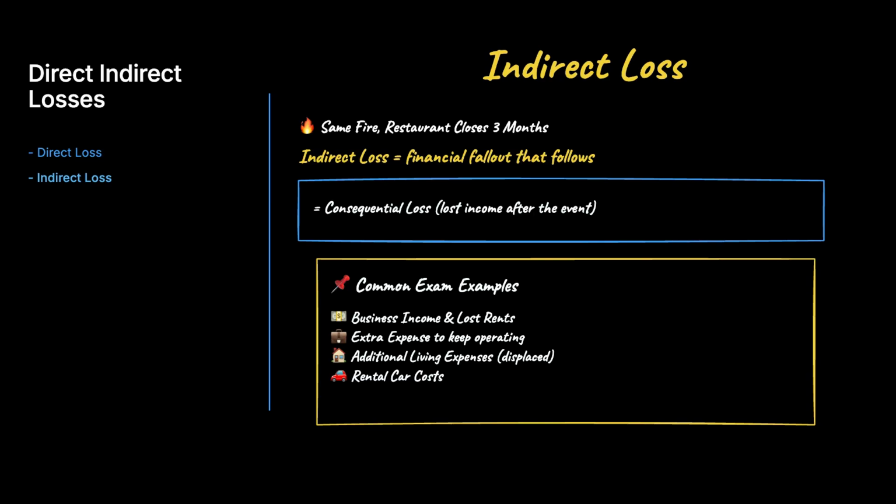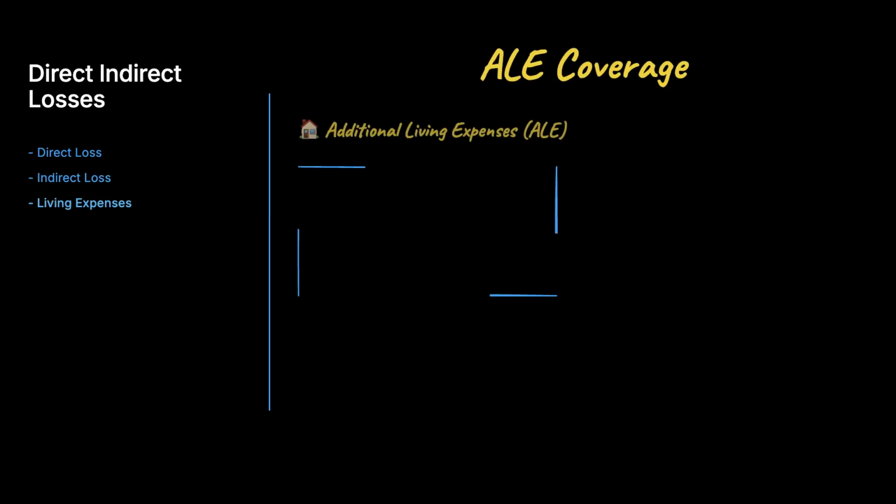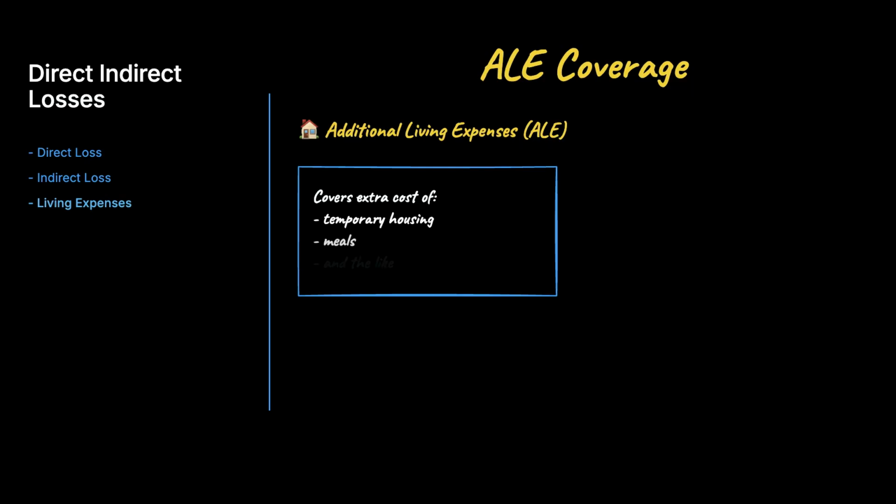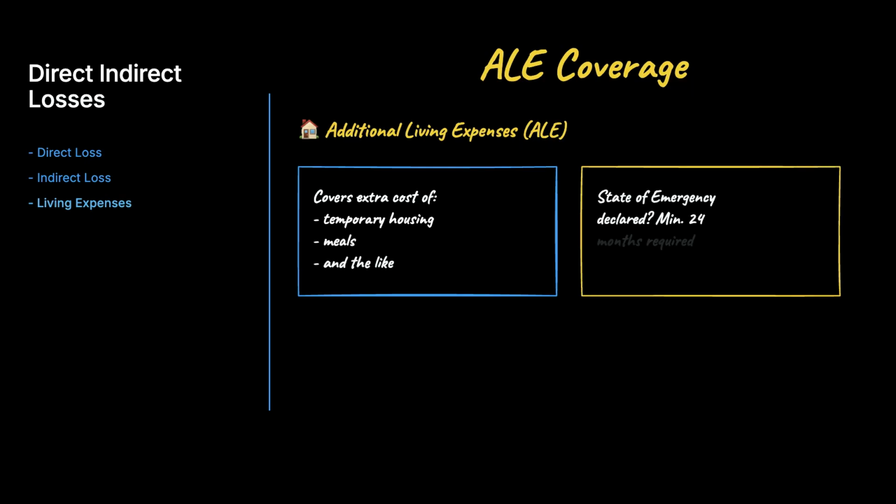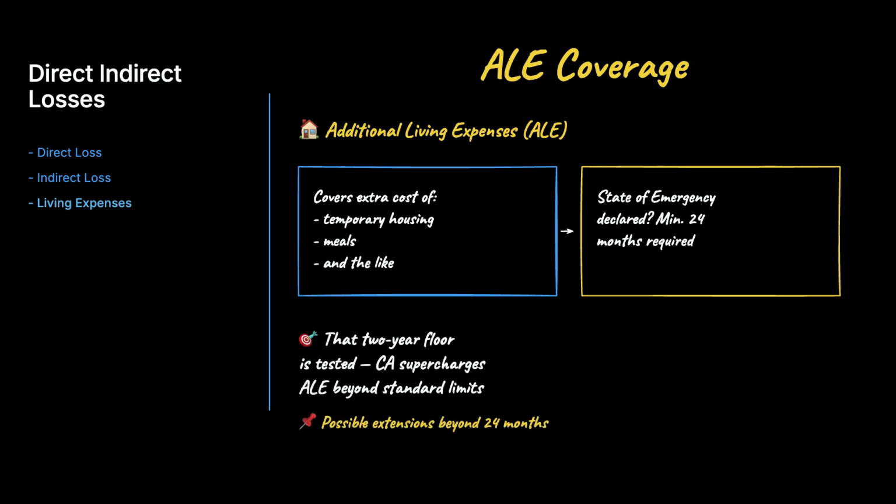The exam wants the common ones: business income and lost rents, extra expense to keep operating, additional living expenses for a displaced homeowner, and rental car costs. Additional living expenses deserve a closer look because California supercharges them. While your covered home is repaired, they cover the extra cost of temporary housing, meals, and the like. And when the loss ties to a declared state of emergency, California requires this coverage run no less than 24 months with possible extensions. That 2-year floor is tested.